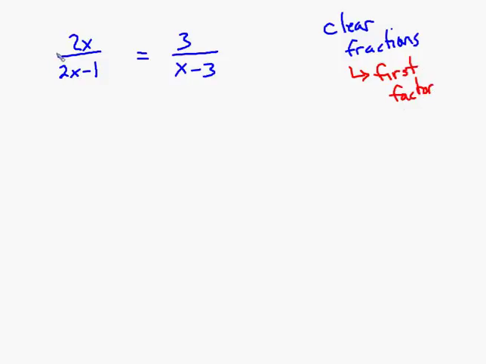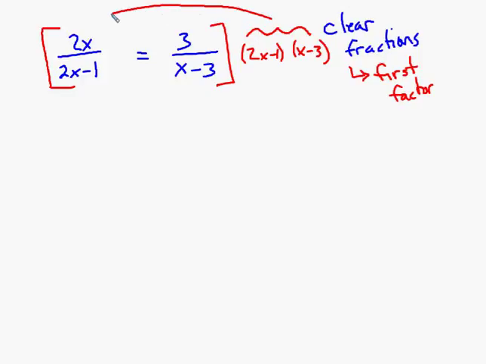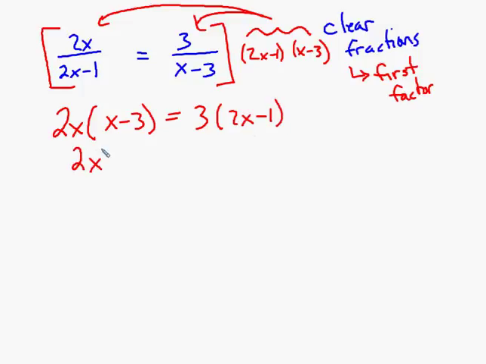So I see not factorable, so I just clear the fractions by multiplying. So I'm going to multiply by 2x minus 1 times x minus 3. And then this is going to distribute to each fraction that I have here. So in the first one, the quantity 2x minus 1 is going to cancel. So I have 2x times x minus 3 equals 3. And then on the other side, the x minus 3's cancel, leaving the 2x minus 1. And then at this point, we're going to go ahead and distribute.